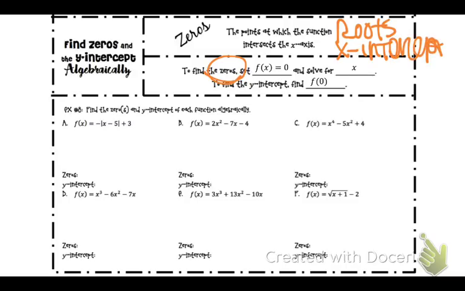What is happening? Why does it do that? Roots, x-intercepts, zeros. Sorry, struggling really bad right now.